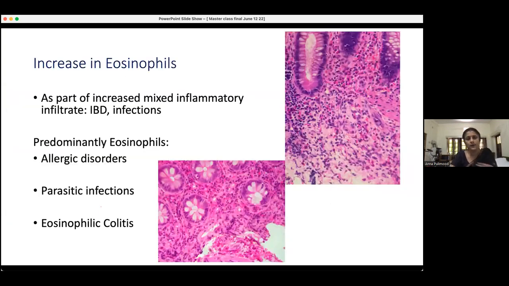Increase in eosinophils may be part of the mixed infiltrate of IBD or infections, but if you get predominantly eosinophils, then you think of allergic disorders. Like, this is predominantly eosinophils in the mucosa. It's allergic disorders, parasitic infections, or eosinophilic colitis.